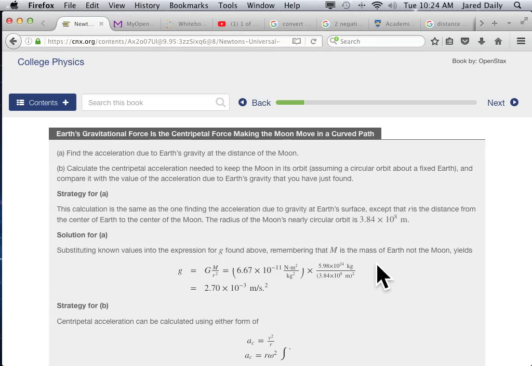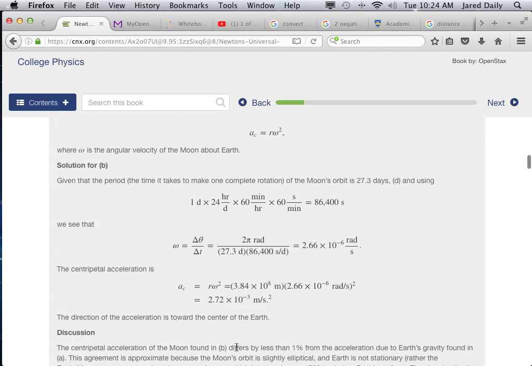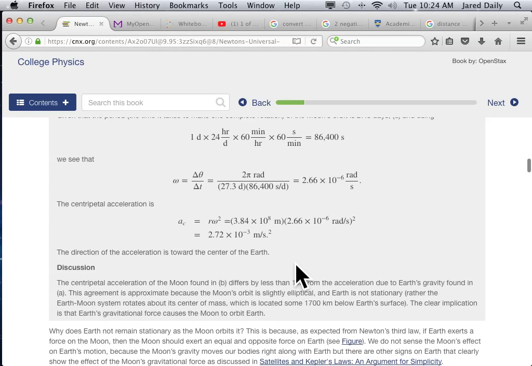And then for part B, they want to calculate the centripetal acceleration needed to keep the moon in its orbit, compared with the value of acceleration in Earth's gravity you've just found. So we calculate that using the v squared over r, and we get 2.72 times 10 to the minus 3 meters per second squared. Same number, approximately, right? So we calculate it two different ways, and we get a value that's less than 1% off, which is not bad.